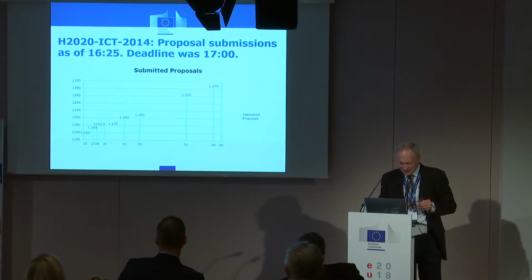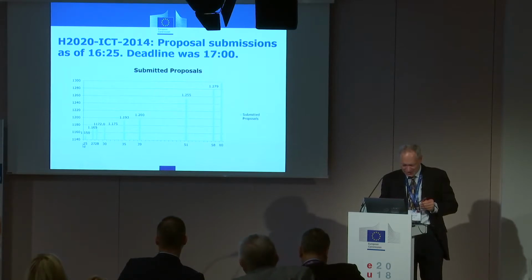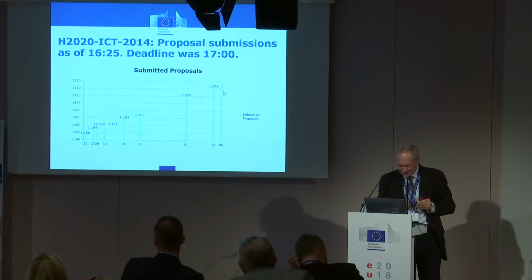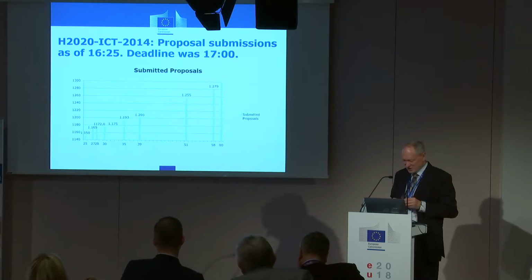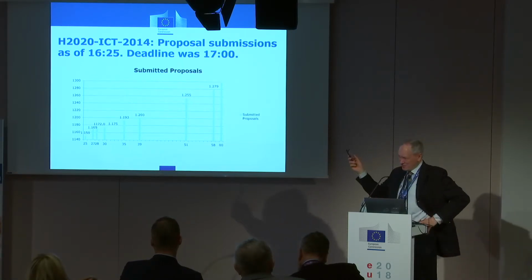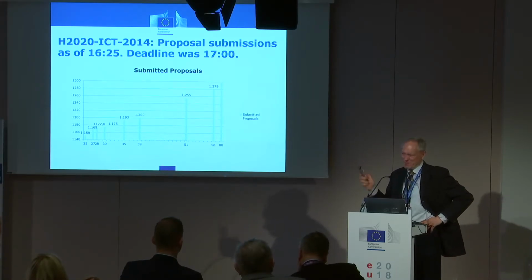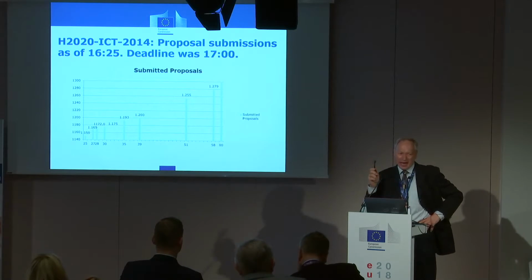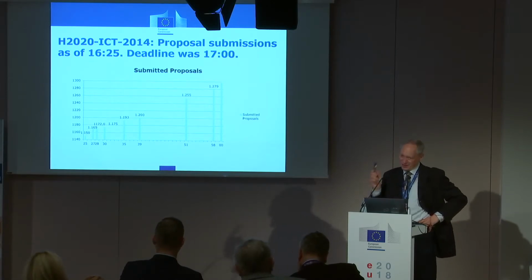But here you see the deadline for the ICT 2014 call was at 1700, and at 1625 we had 1150 proposals in the system, and at 1700, 35 minutes later, we had 1300 proposals in the system, which means that 150 consortia took the risk under a new system and a new framework program to submit their proposal for the first time in the last 35 minutes. Don't do it. Don't do it.